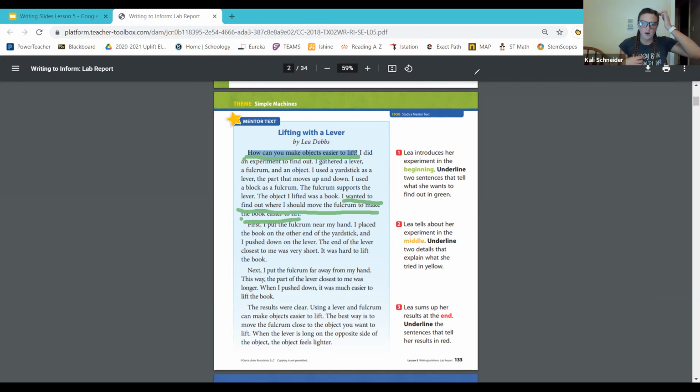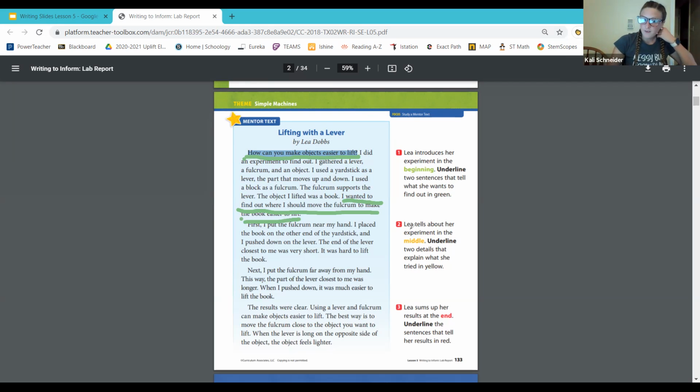All right, awesome. So now we're going to go ahead and move on to the middle. We've underlined the two parts where it states her question and what she's trying to find out. So number 2 says, Leah tells about her experiment in the middle. Underline 2 details that explain what she tried in yellow. She tried 2 different things.